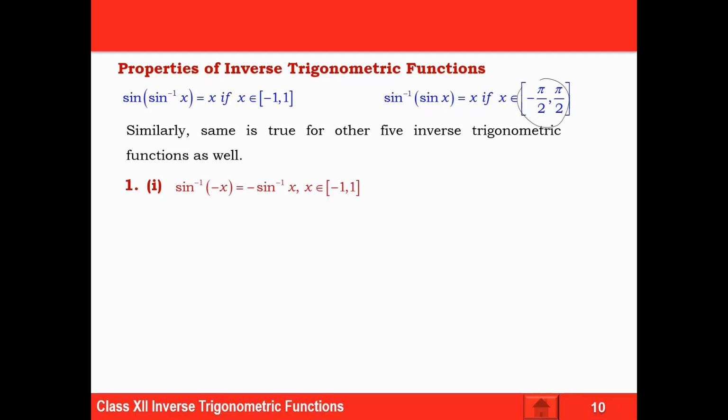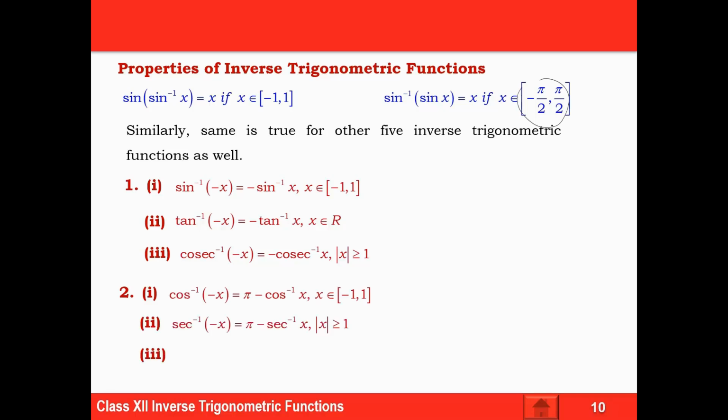Sine inverse of minus x is minus sine inverse x. Then tan inverse of minus x is minus tan inverse x. Cosec inverse minus x is minus cosec inverse x. So in case of sine inverse, tan inverse, cosec inverse of minus x, we take the minus sign outside. But in case of cos inverse, sec inverse and cot inverse, we take it as pi minus this. Cos inverse minus x is pi minus cos inverse x. Similarly sec inverse minus x is pi minus sec inverse x, and cot inverse minus x is pi minus cot inverse x. So these things should be kept in mind while solving the problems.